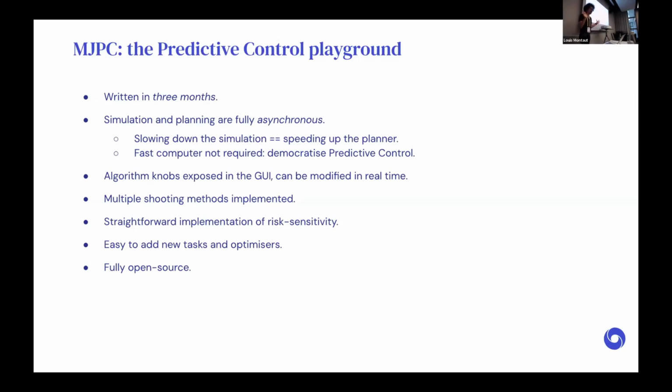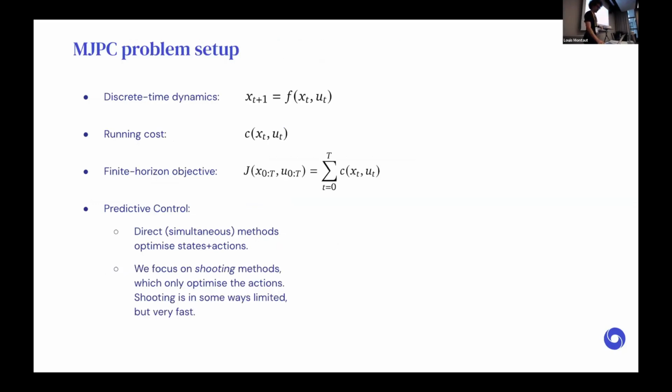This is an application. Simulation and planning are completely asynchronous. I'll explain in a bit what that means. But mostly, you don't need a fast computer in order to run it. The GUI is probably the most important thing. You can tweak everything. You can change the horizon. You can change the planner. We have quite a few shooting methods for planning, but one could also implement direct methods. And of course, it's fully open source.